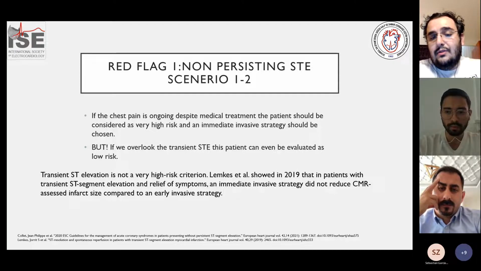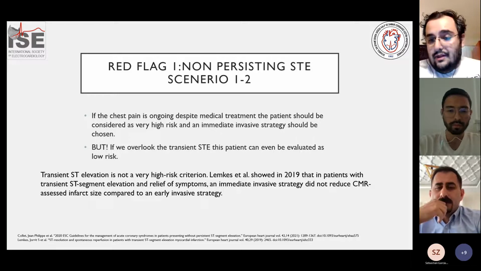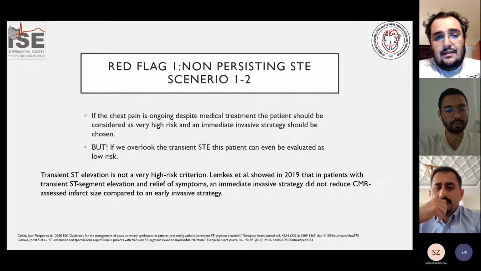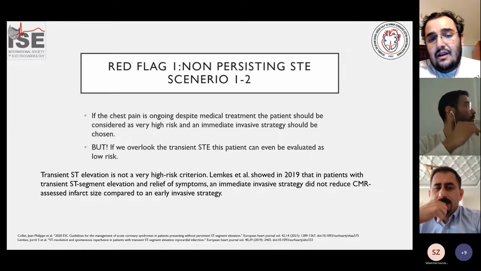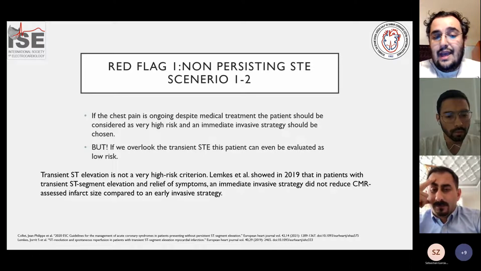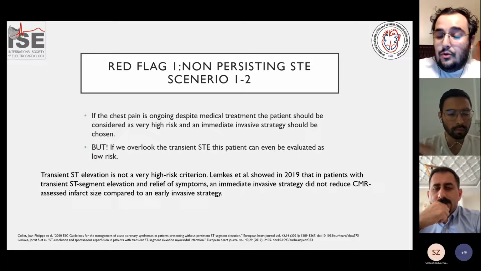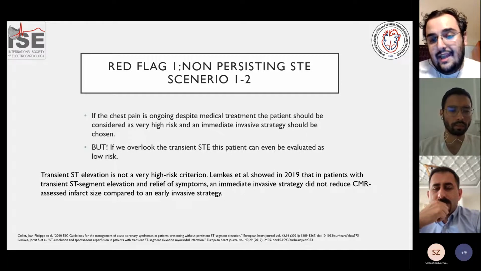It's clear. But if we overlook transient ST segment elevation, this patient can even be evaluated as a low-risk patient. And if we evaluate this patient as a low-risk patient, we may be very late to make a coronary intervention. And I want to emphasize that transient ST segment elevation is not a very high risk criterion. It's shown that transient ST segment elevation and relief of symptoms and immediate invasive strategy did not reduce MRI assessed infarct size compared to an early invasive strategy. These patients are not very high risk patients. They are high risk patients, and they should go to coronary angiography within the first day.